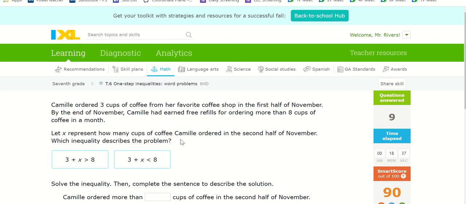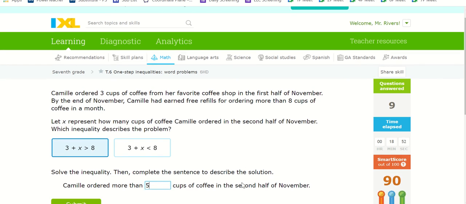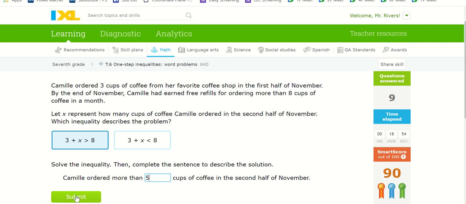Let X represent how many cups of coffee Camille ordered in the second half of November. So the first half she had 3, X in the second half, and in total she had more than 8, right? More than 8. We subtract 3 from both sides. X has to be greater than 5. She ordered more than 5 cups of coffee.